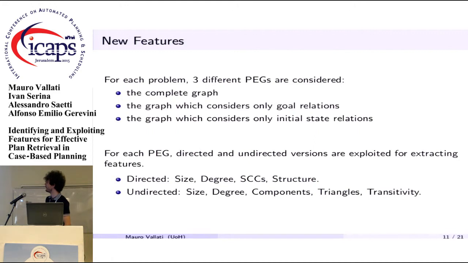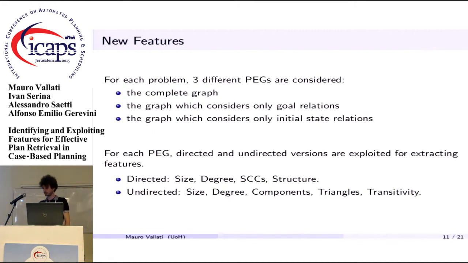And we extracted features which describe the size, the degree, the presence of strongly connected components, and in general, the structure of a directed graph. And from the undirected, again, size, degree, components, which are basically the correspondent of strongly connected components for undirected graphs, the number of triangles, and the transitivity. We consider size and degree for both directed and undirected, because in the undirected version, you are basically losing some sort of information, because clearly, if you have 2 nodes in the directed graph which are connected from one to the other and from the other to the first one, in the undirected version, you have just one arc between them, without any direction.